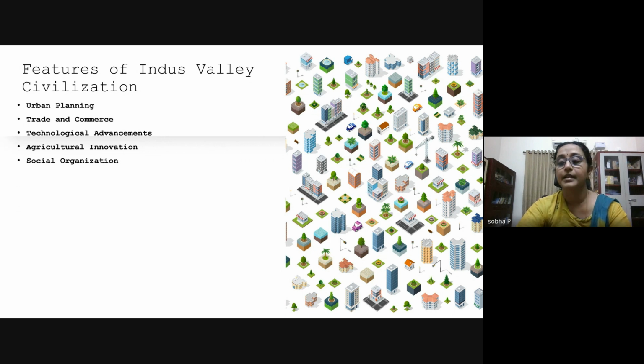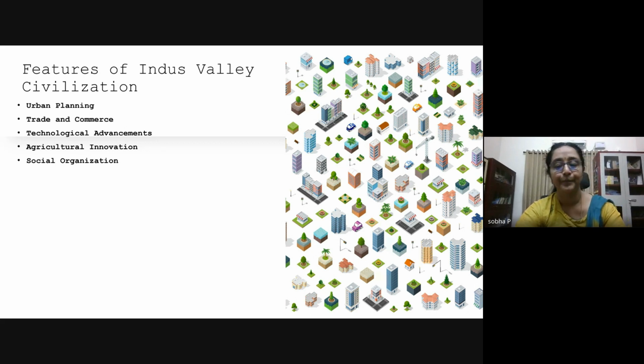And coming to technological advancement, there was a wide range of innovations in the period of the Indus Valley civilization, where importance was given to healthcare as well as manufacturing, and these advancements transformed the country's economic landscape. And coming to agricultural innovation, many modern practices were invented during this period. And then social organization encompasses the diverse structures, institutions and norms that govern the interactions and relationships within the society.